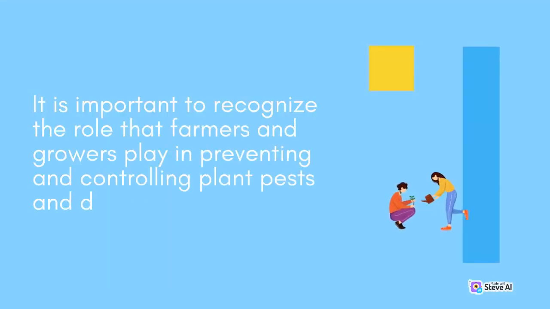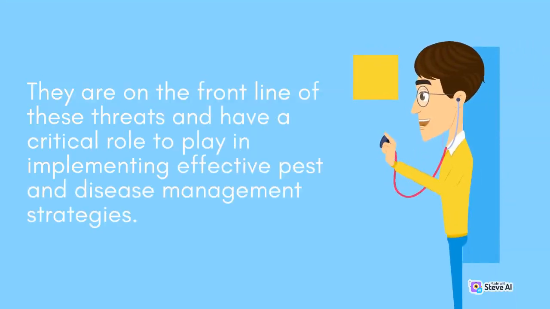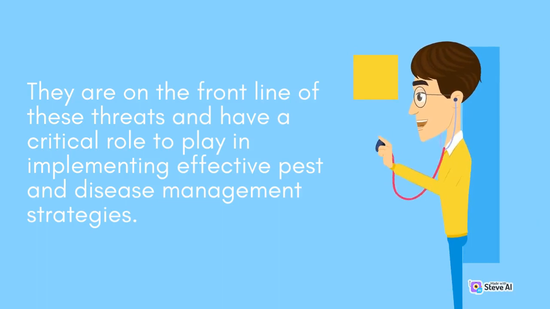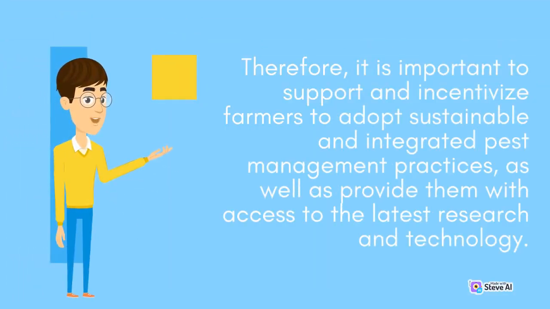It is important to recognize the role that farmers and growers play in preventing and controlling plant pests and diseases. They are on the front line of these threats, and have a critical role to play in implementing effective pest and disease management strategies. Therefore, it is important to support and incentivize farmers to adopt sustainable and integrated pest management practices, as well as provide them with access to the latest research and technology.